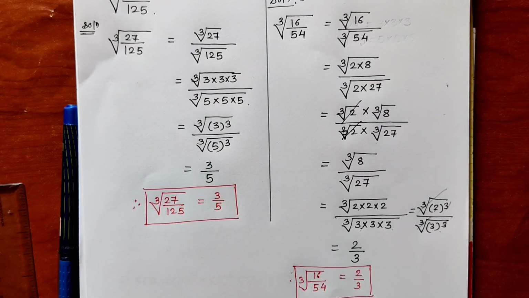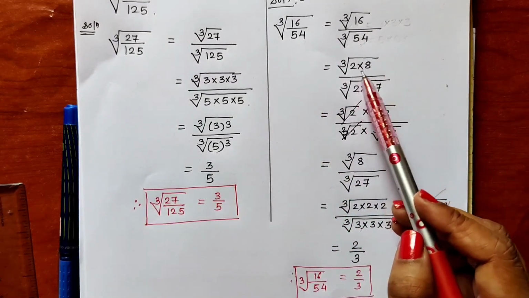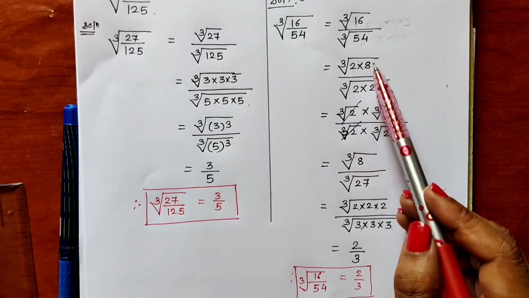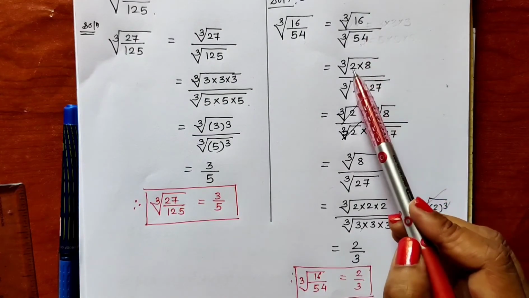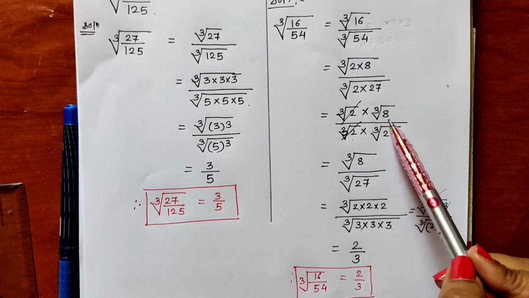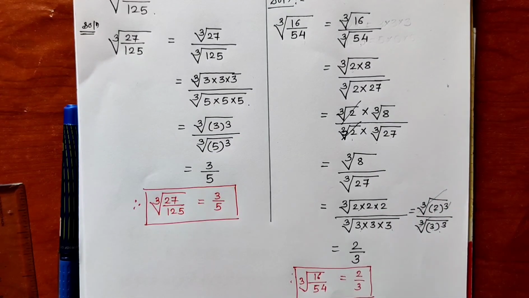So in this way, when the number is not a perfect cube, you have to check whether we can take out any common factor between these two numbers. We have taken out the common factor as 2, and then it can be cancelled afterwards, and we have got the perfect cube numbers whose factors can be found out, and then we can get the answer.